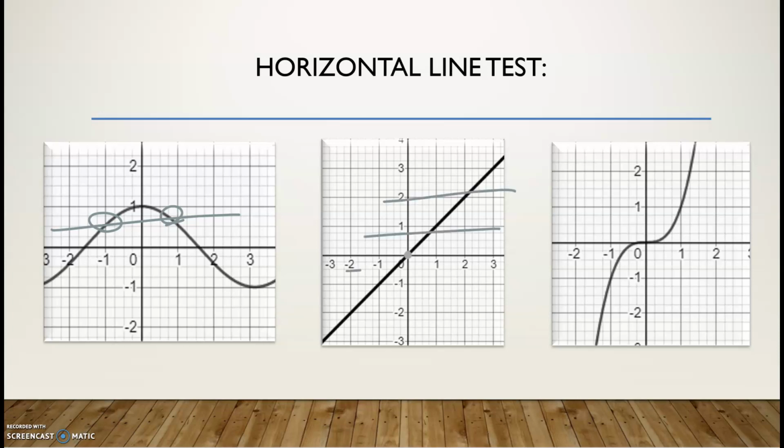Now this one, wherever I go, the horizontal line only intersects the graph once, so this one is a one-to-one function. And then same right here, everywhere I have a horizontal line, we are only intersecting the graph at one point, so this is also a one-to-one function.